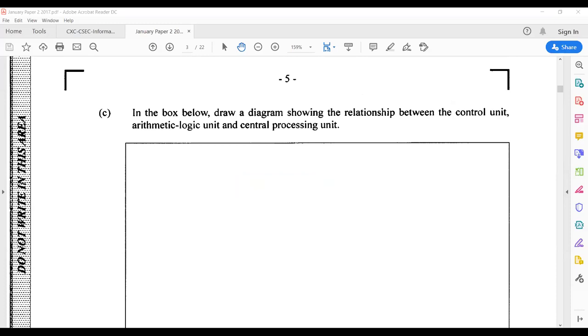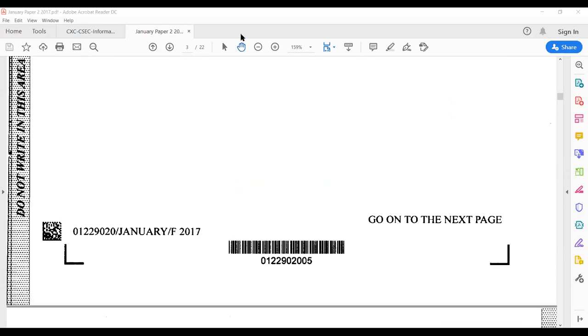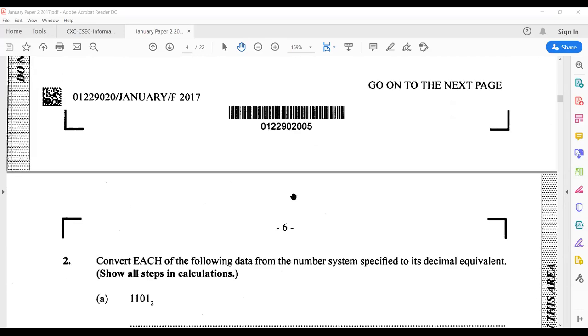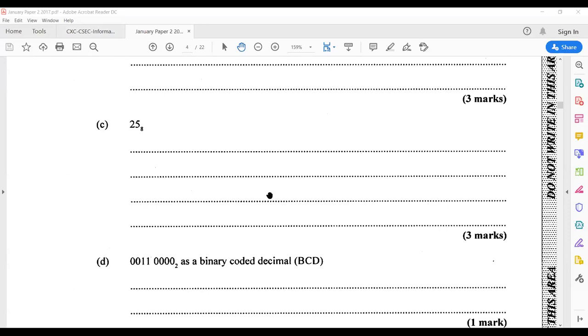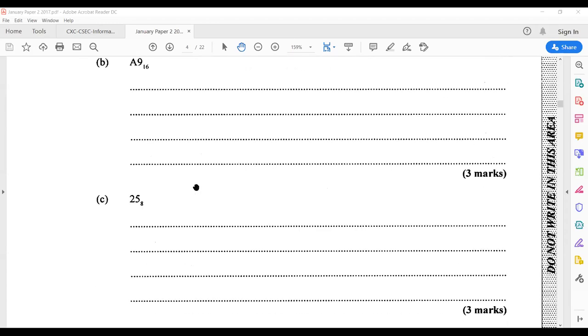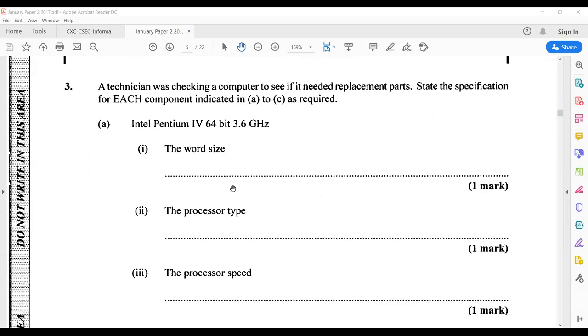Okay, so that first question there was worth 10 marks. All right. Now the second question has some binary conversions, and that won't be tested. All these here, hexadecimal, octal conversions. All right. So let's move on to question 3.